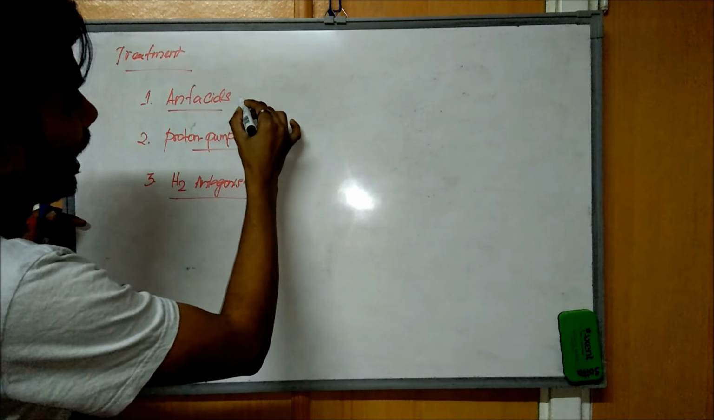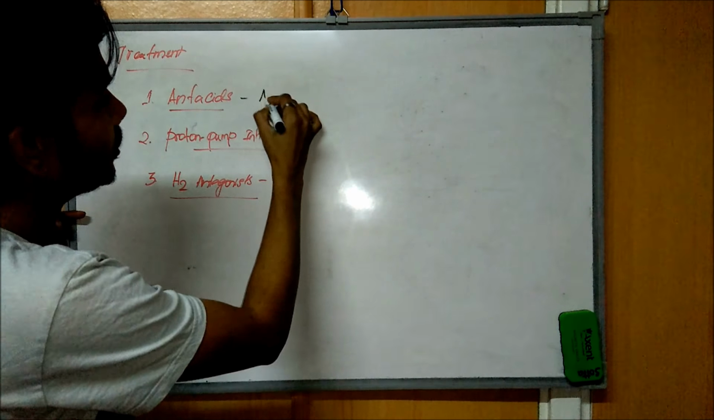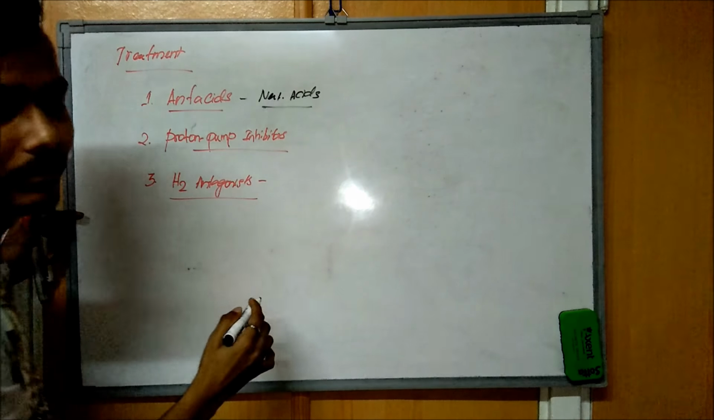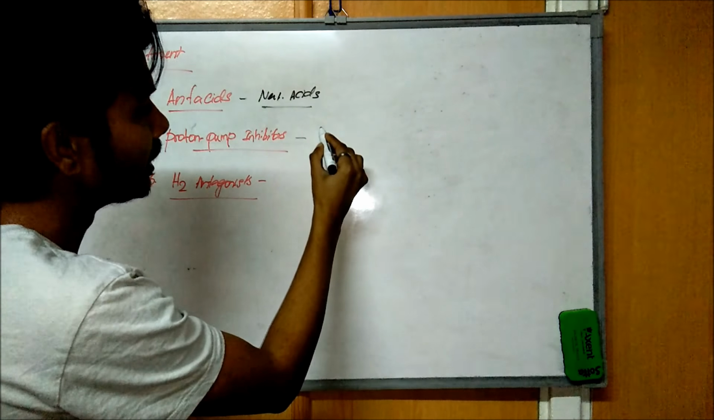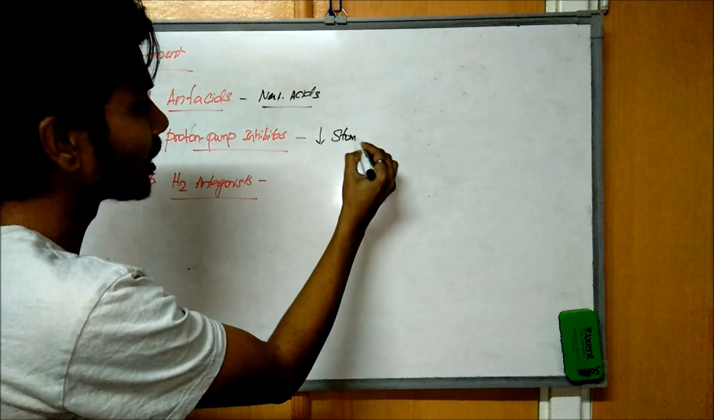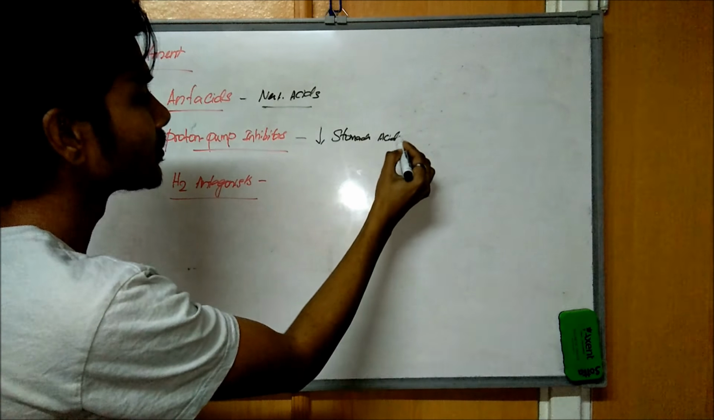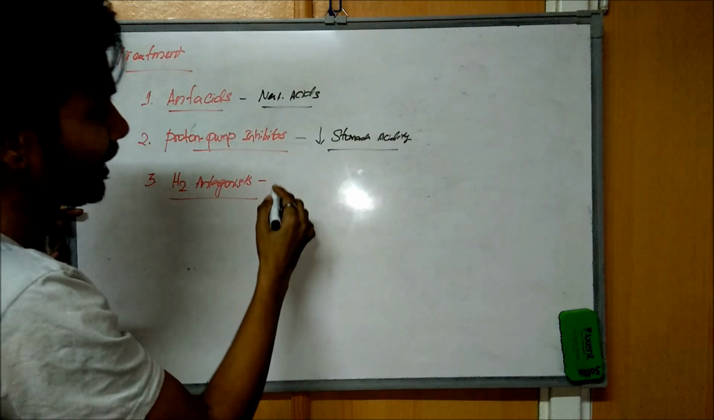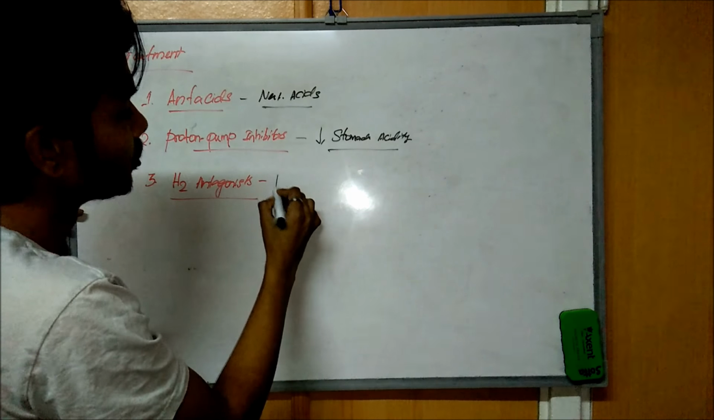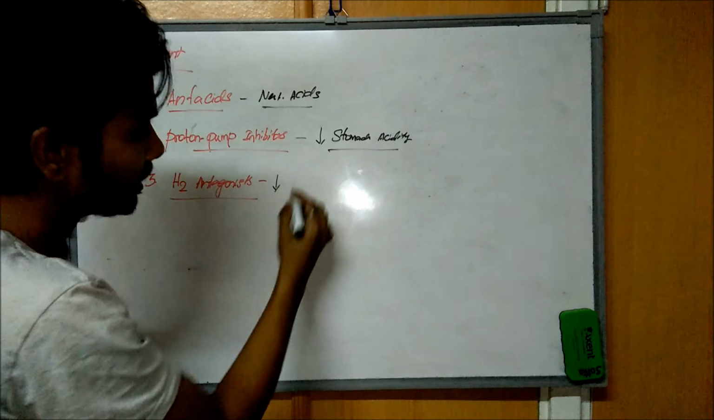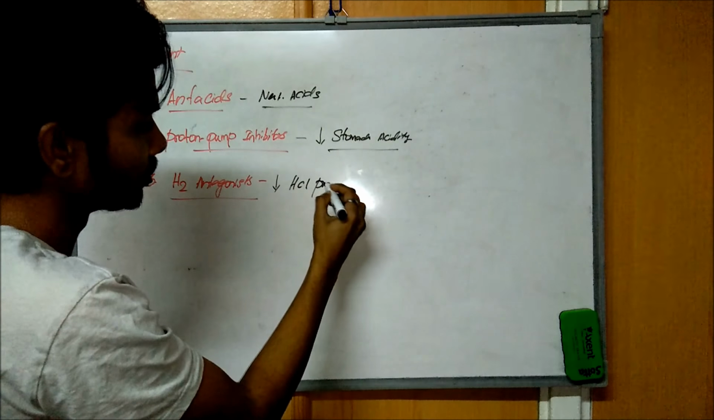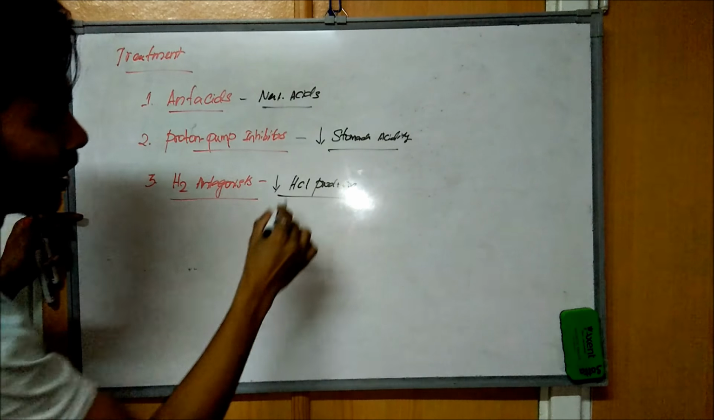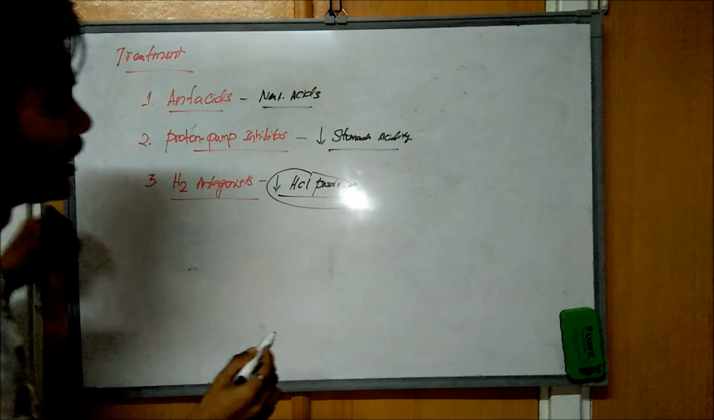So these antacids will neutralize the acids. The proton pump inhibitors will decrease the stomach acidity. And the H2 antagonists act directly on the stomach and decrease the HCl production. They act directly on the parietal cells and decrease the production of HCl.